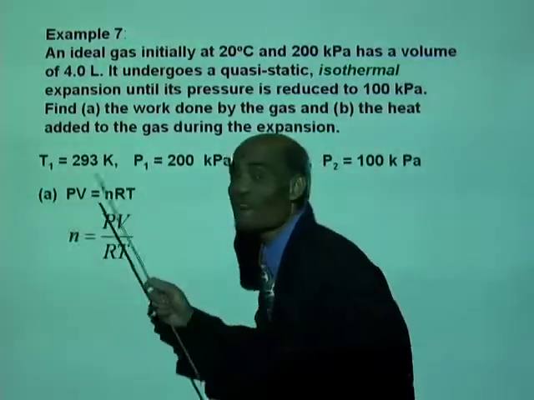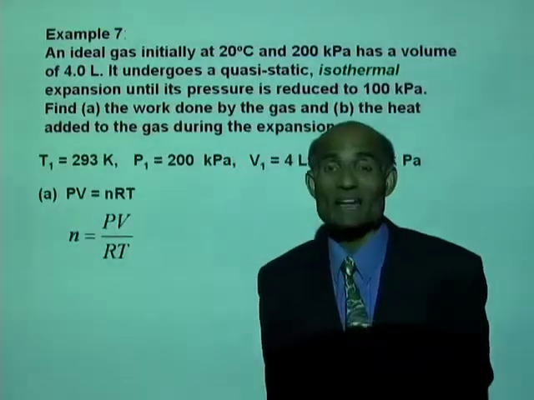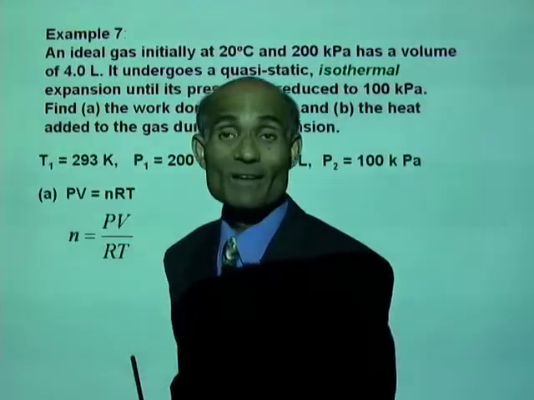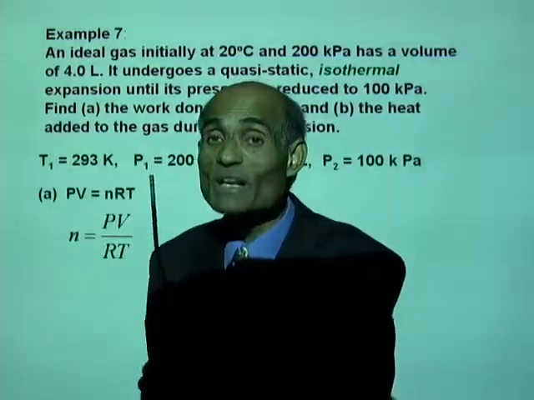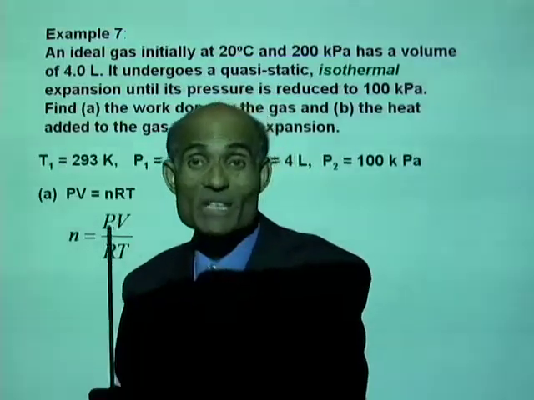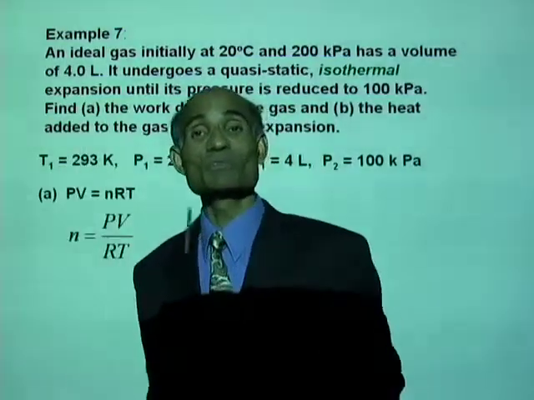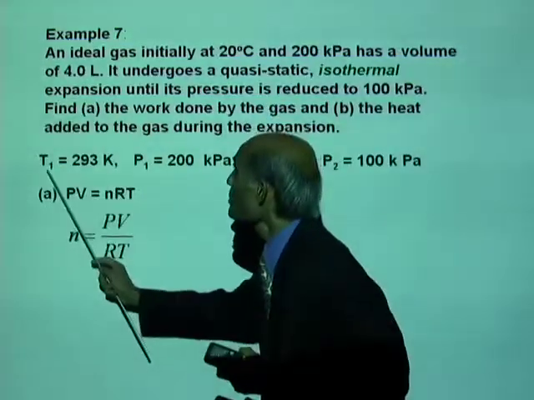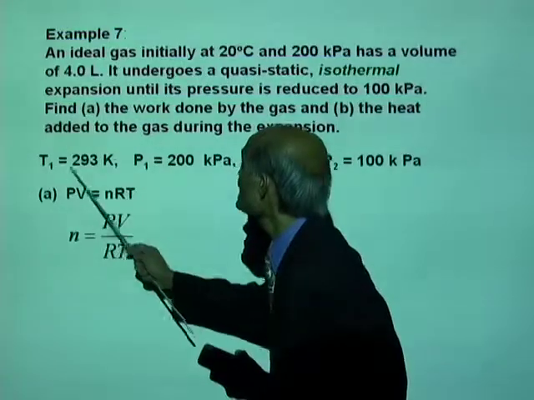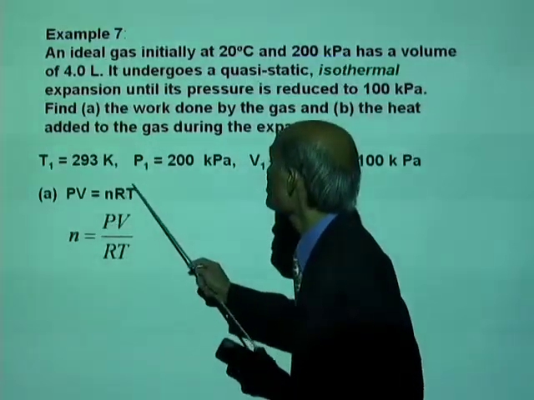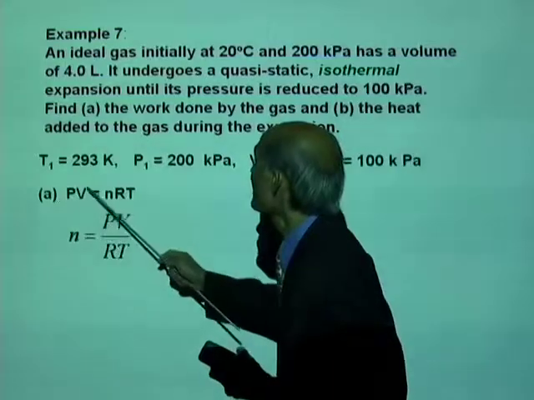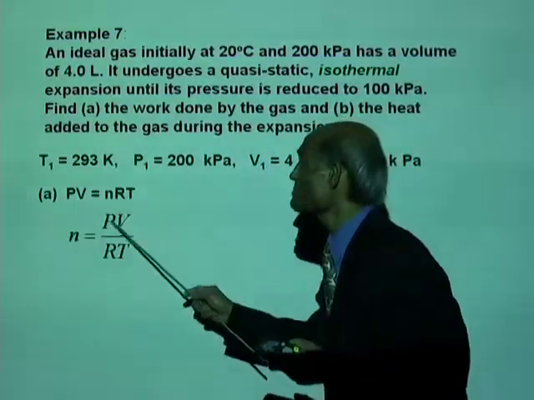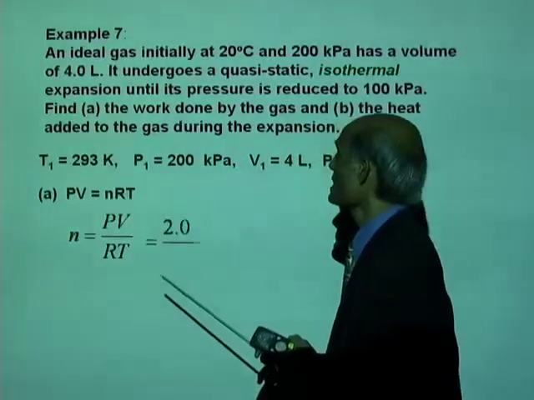Therefore, we can now find the number of moles of that gas. Why do we need the number of moles? Well, the equation for the work done contains nRT ln V2 over V1. We need the number of moles of the gas. So, you are given the values in state 1: you know the temperature, the pressure, and the volume. Therefore, you can calculate n as PV over RT.